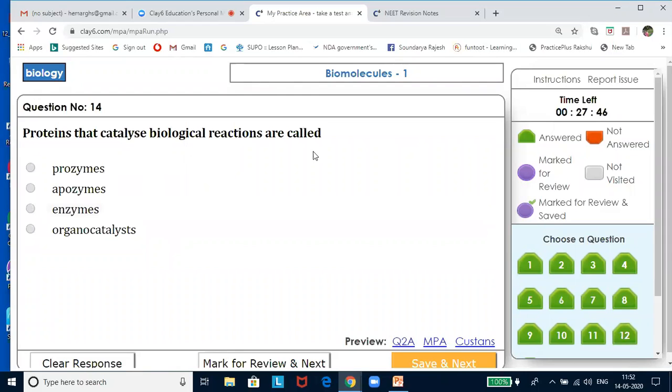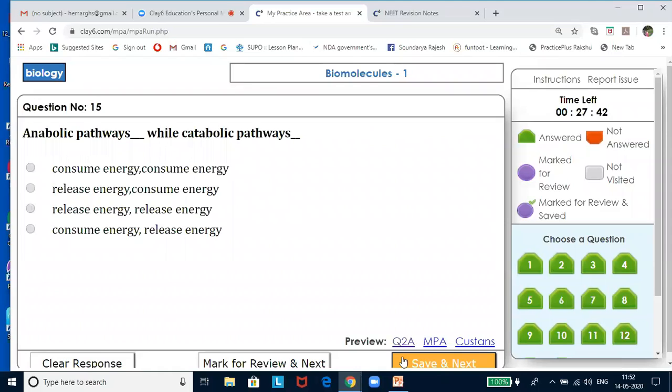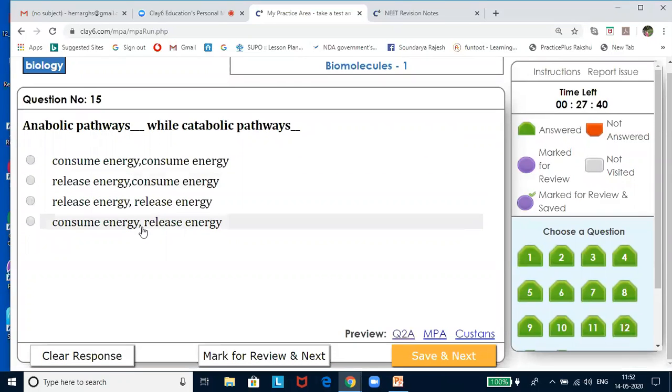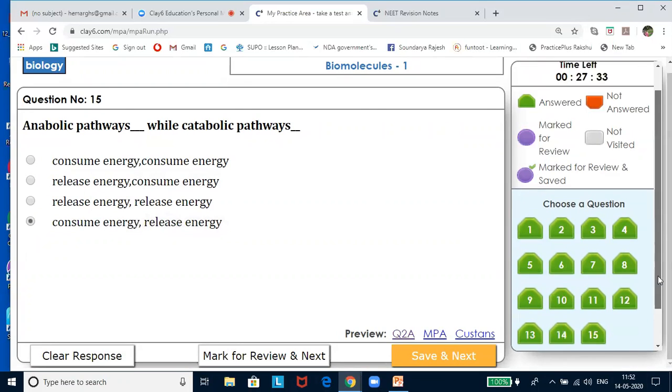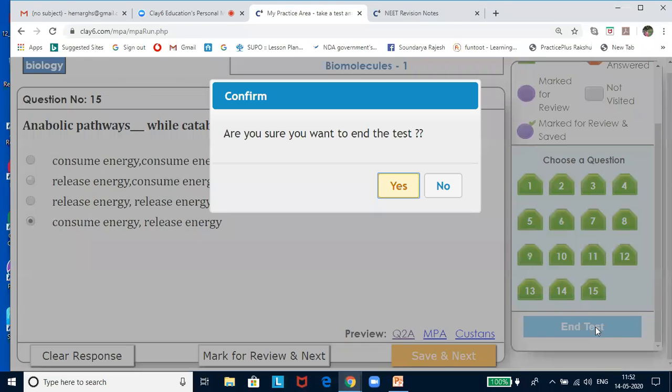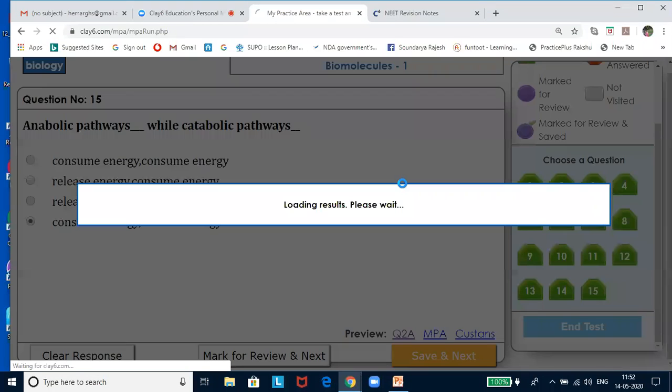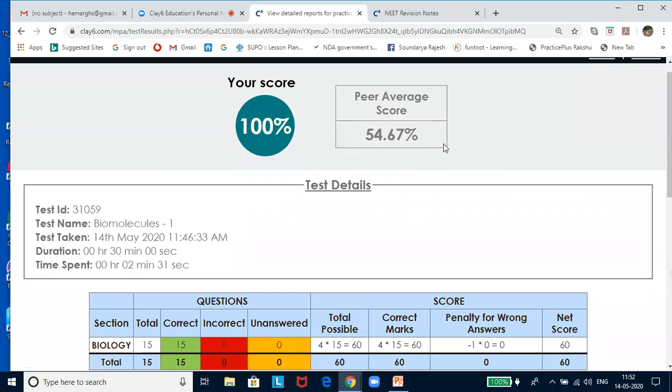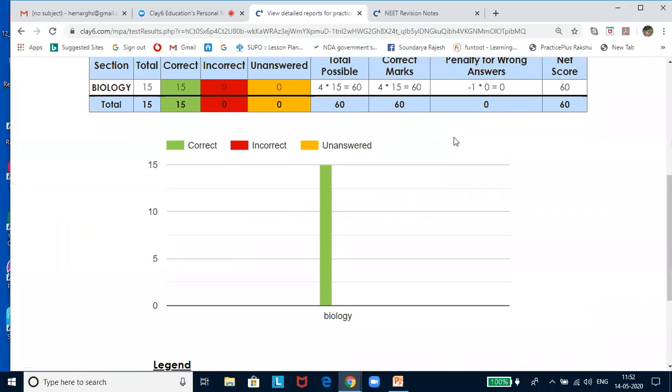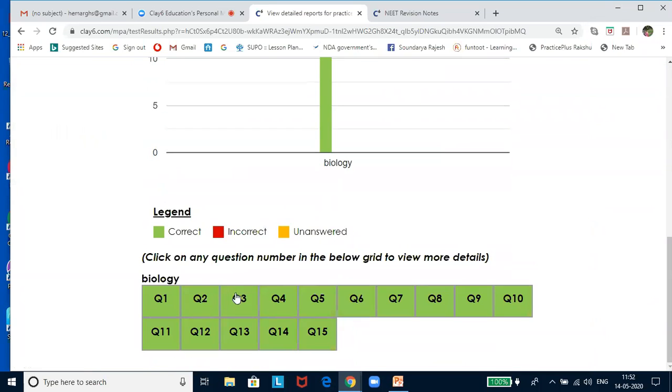Proteins that catalyze biological reactions are called enzymes. Anabolic pathways consume energy while catabolic pathways release energy. So I have completed the test. Now all the answers are correct. If in the legend this is incorrect, say suppose 3 is incorrect, you will see a red color.